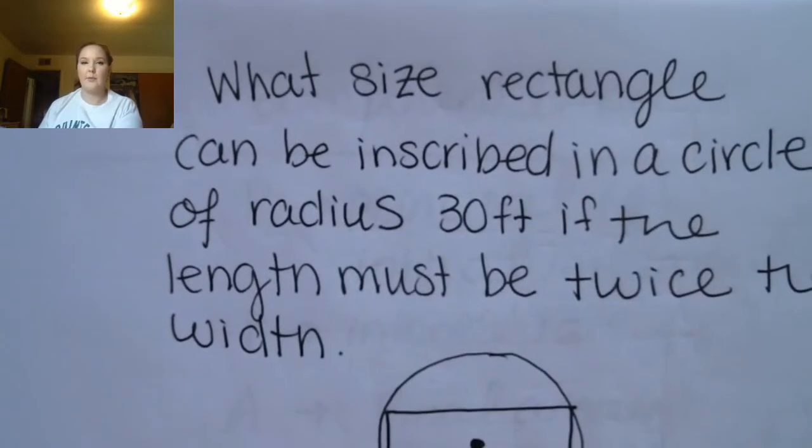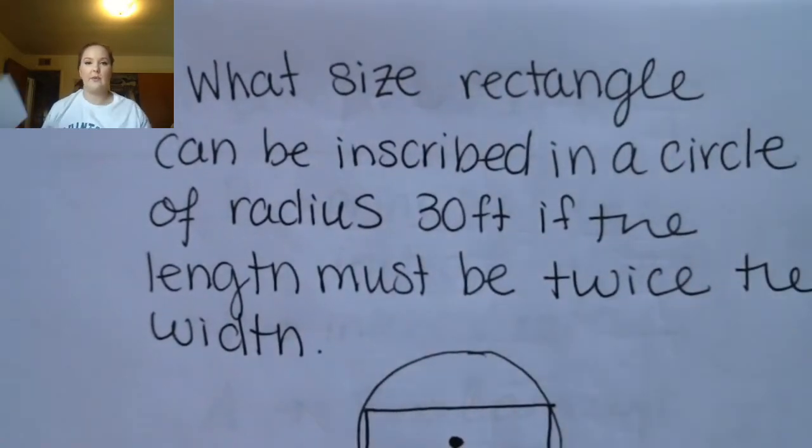All right, so we're going to continue to practice with this, but we're going to look at an applied example. This says, what size rectangle can be inscribed in a circle of radius 30 if the length should be twice the width? Now when it's describing the length and width, we know they must be talking about the rectangle because a circle doesn't have length and width.